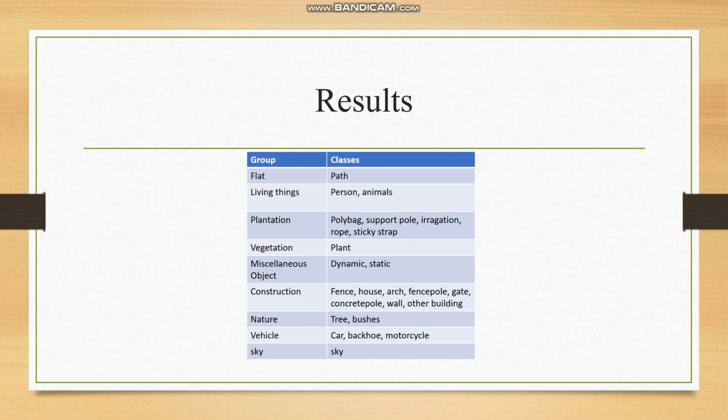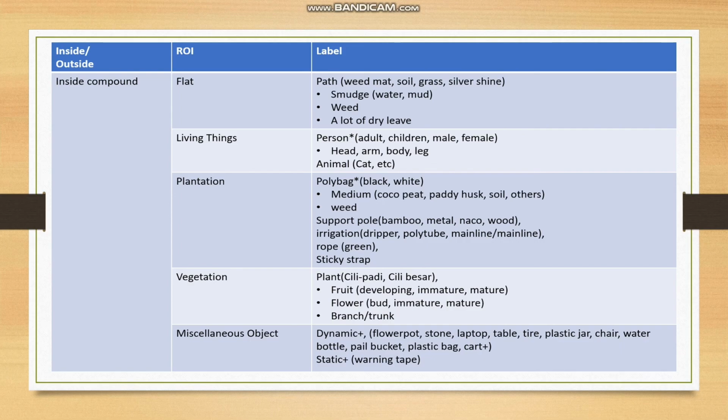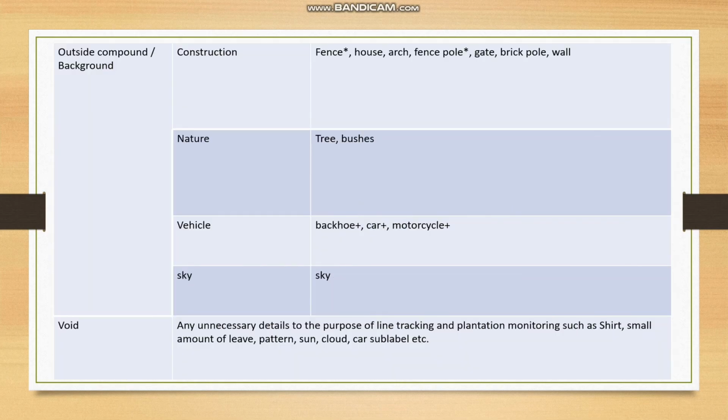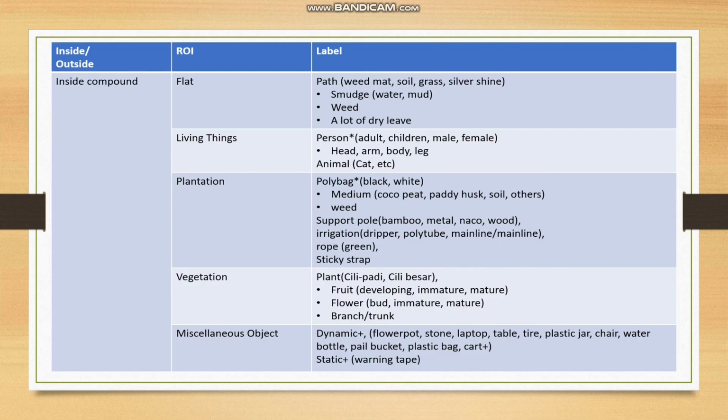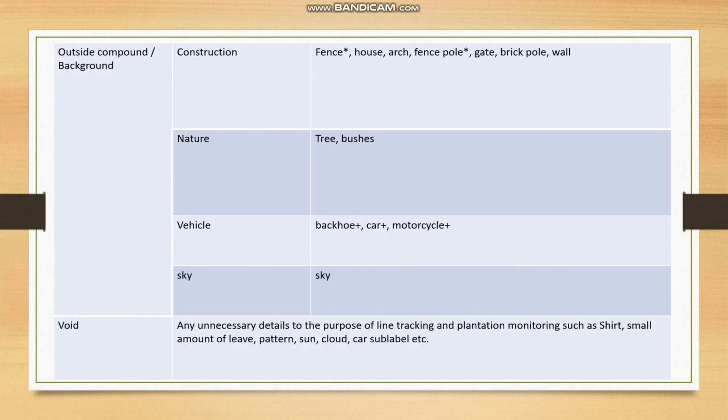For each color, they are named as a different group. So this is the simplified table for the groups and classes. This is a detailed one. I have differentiated the image into 2 parts: the inside compound and the outside compound or background. For the inside compound, there are flat and living things, plantation, vegetation, and miscellaneous objects. And for the outside compound, there are construction, nature, vehicle, and sky.